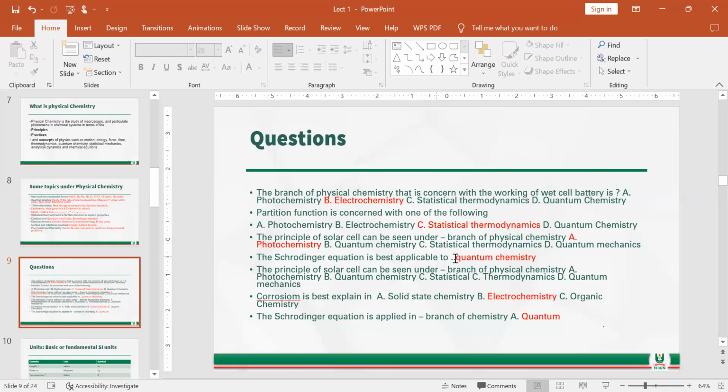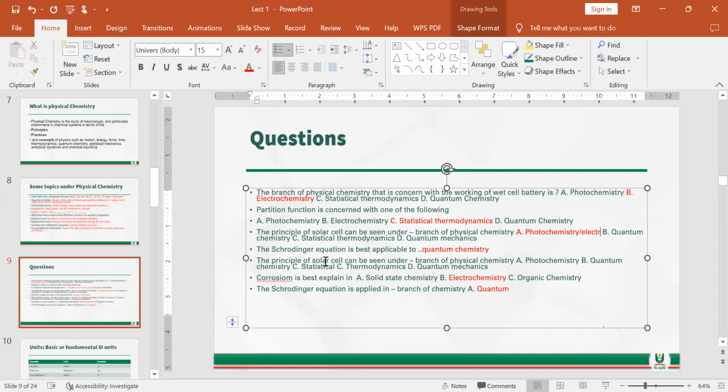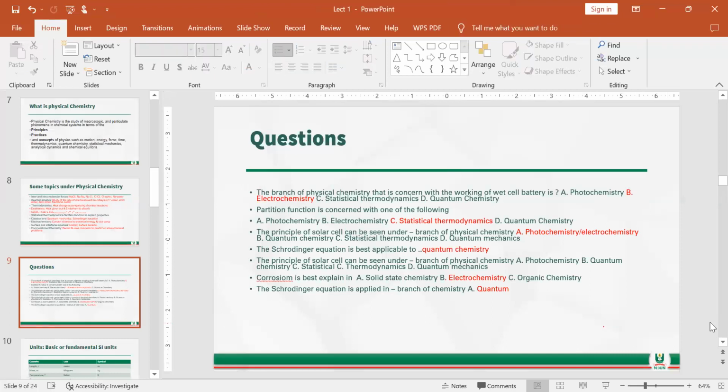The principle of solar cell can be seen under that branch of physical chemistry, and that is photochemistry. It can be seen in photochemistry, which is the nearest one. We can also see the principle of solar cell in terms of electrochemistry. So the principle of solar cell can be seen under that branch of physical chemistry. I've already mentioned that corrosion is best explained in what? Electrochemistry. Corrosion is an electrochemical process. Schrodinger equation is applied to quantum chemistry, and partition function is applied to statistical thermodynamics.